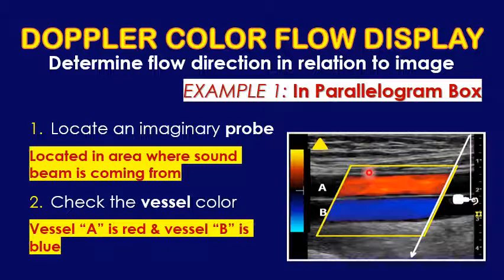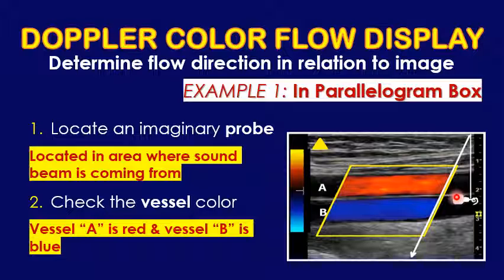Why am I doing this, why not here? Because the scan line is going in this direction, so the probe will be in here. Accordingly, if I drop a vertical line, the imaginary probe will be outside the color box, all right? So this is the first step, P, probe.